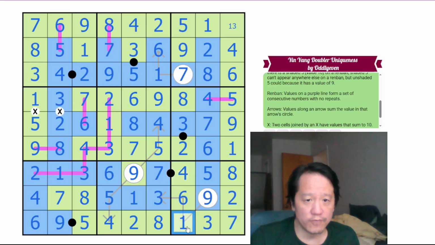Arrows, we have 1, 6, and 11, adding up to 18. Here we have 2 and 12, adding up to 14. Here we have 7 and 10, adding up to 17. And 8 and 9, adding up to that same 17. And those are all unique values.